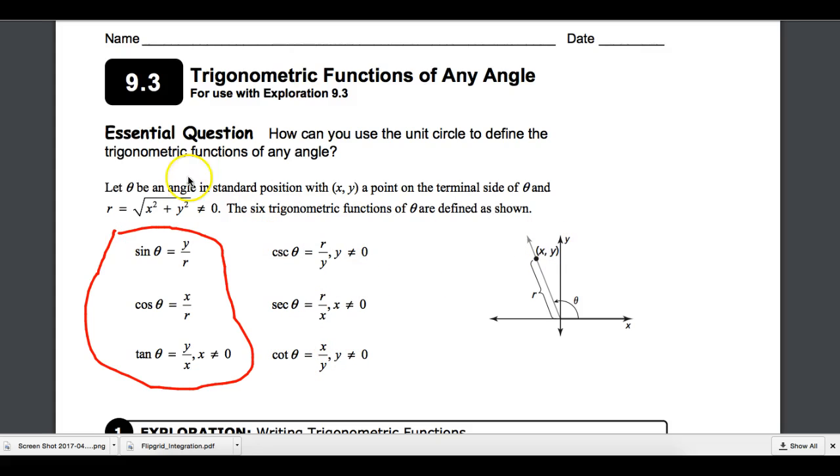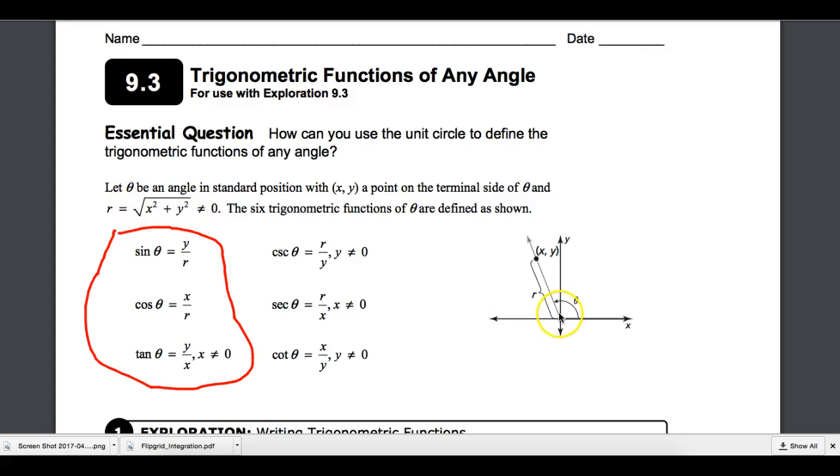All right, so here's our situation. Let theta be an angle in standard position with x, y a point on the terminal side of theta. So this is setting up just like our problem. And r, which is the distance from the origin to our point, is just equal to the square root of x squared plus y squared. Now you've seen this before, probably in Algebra 1 or definitely in geometry. This is just the distance formula right here.